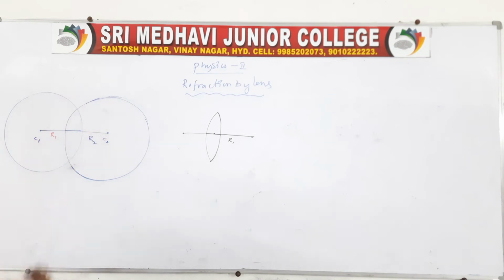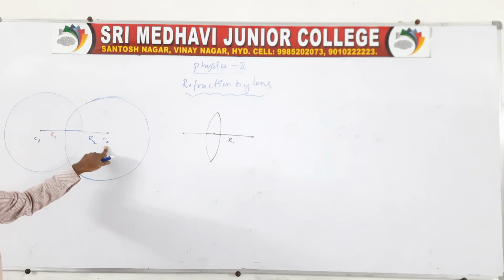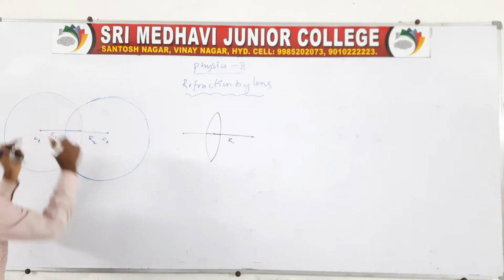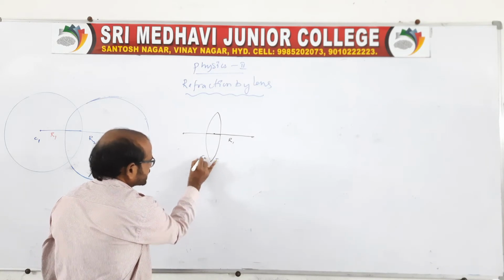In general, this is the first glass surface, for which the radius of curvature is R1 and C1 is the center of curvature. And for the next glass surface, the radius of curvature is R2 and the center of curvature is C2. If you separate them, this indicates the first surface and this indicates the second surface.